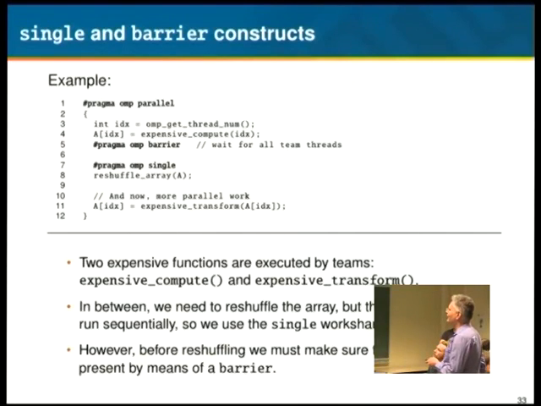The barrier here is needed to make sure that all threads are done before we actually start doing the reshuffle. Otherwise we start reshuffling data that may not be complete yet. It works like a charm.